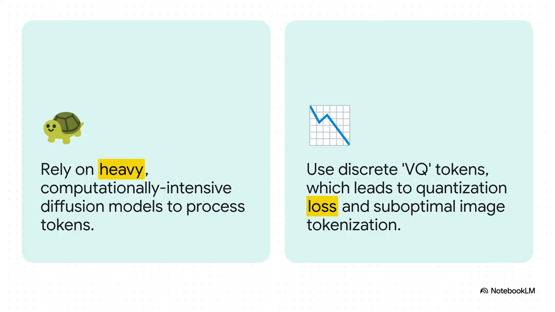And this is the exact dilemma that older models got stuck in. You really only had two bad options. On one hand, you could use these heavy, super slow diffusion models just to handle the tokens. Or you could use a limited set of discrete visual tokens. Now, that was faster, for sure, but it was basically like giving a master painter a cheap paint-by-numbers kit. You just lose all the subtlety, all the nuance. The quality just wasn't there.